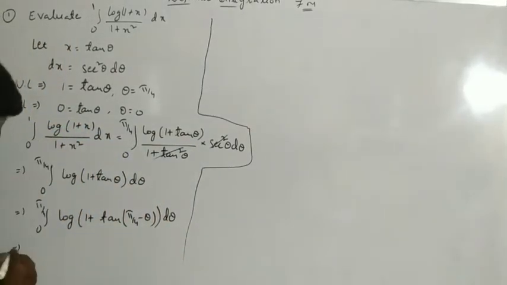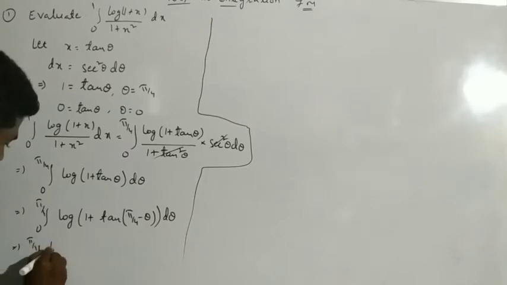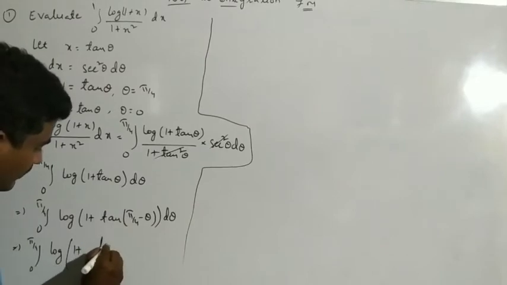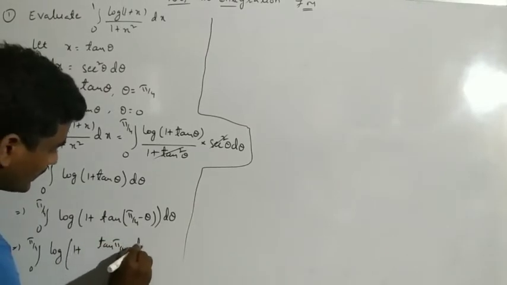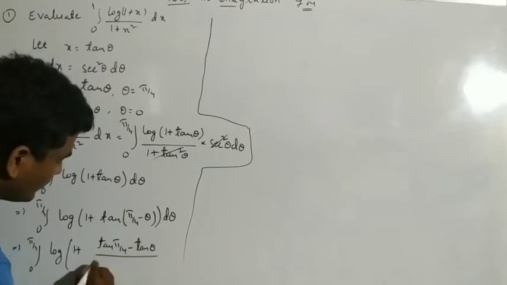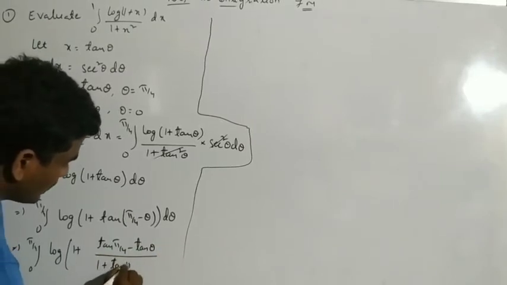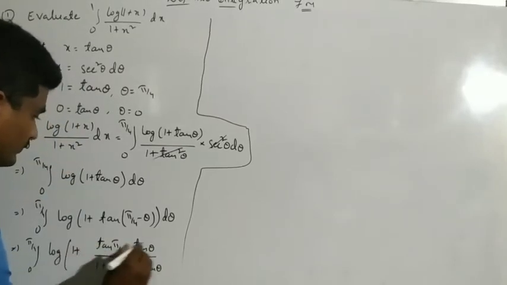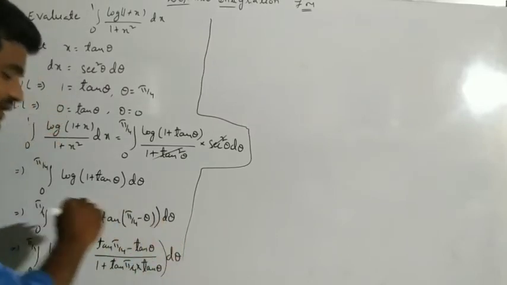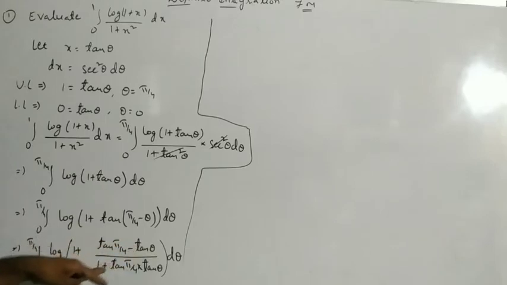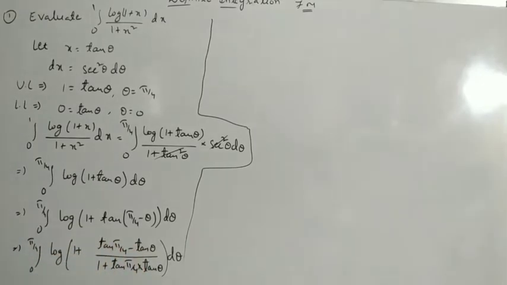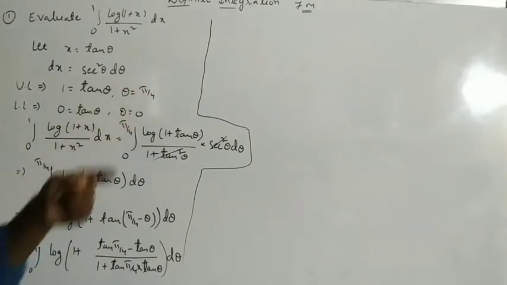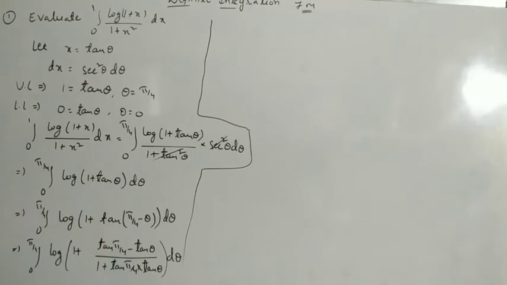That I am going to write here: the integral from 0 to pi by 4 of log(1 plus tan(pi by 4 minus theta)), which is nothing but log of 1 plus (tan pi by 4 minus tan theta) by (1 plus tan pi by 4 into tan theta), d theta. I have used the form (tan A minus tan B) by (1 plus tan A into tan B). Next, tan pi by 4: pi by 4 is 45 degrees, and tan 45 equals 1.